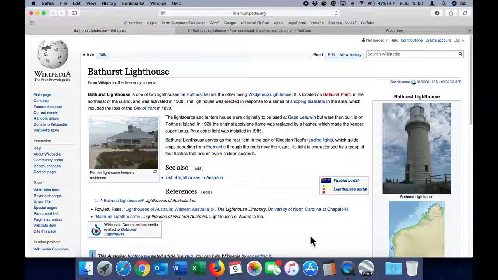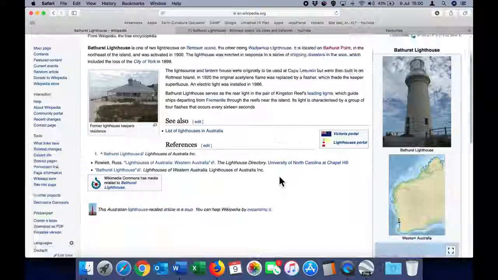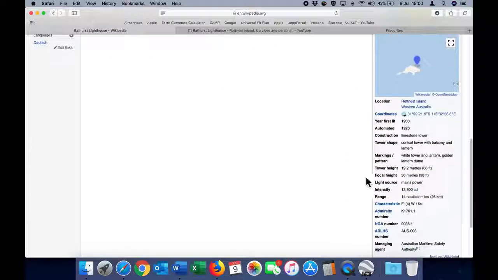I'm currently in Perth, Australia, and last Sunday I decided to repeat an observation I made some time ago of Bathurst Lighthouse on Rottnest Island from two different elevations. Here we can see information on the lighthouse. The tower height is 19.2 metres, 63 feet, and the focal height, which is the height of the lamp itself above sea level, is 30 metres, that's 98 feet.